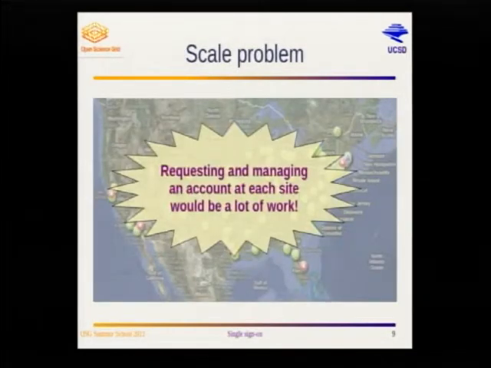So we have a scale problem, right? When you have hundreds of sites and tens of thousands of users, how do they get together? You cannot just assume that each user will ask for an account at each site. It just doesn't scale, right?